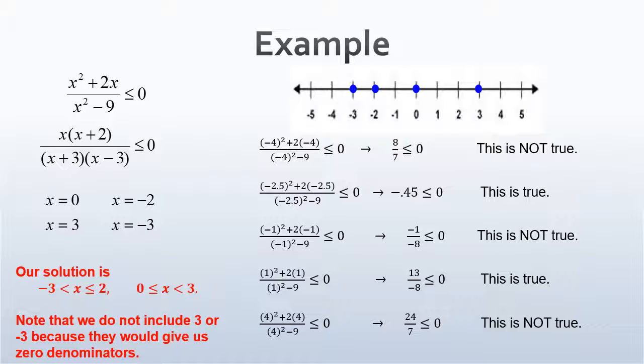We're going to have negative 3 is less than x, which is less than or equal to negative 2, and 0 is less than or equal to x, which is less than 3. Again, we leave the equal off when it comes to the 3 and negative 3 because those would both give us a 0 denominator.